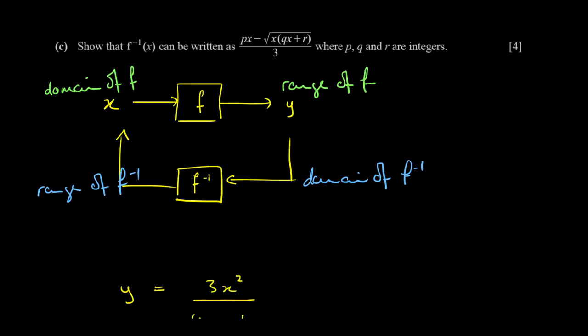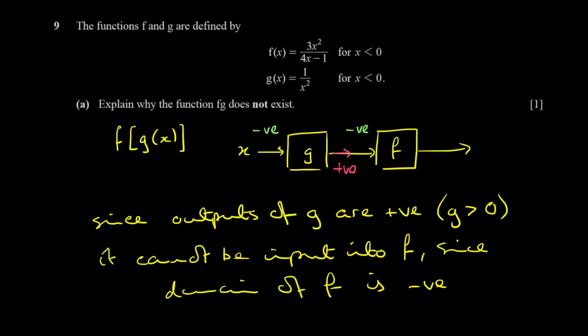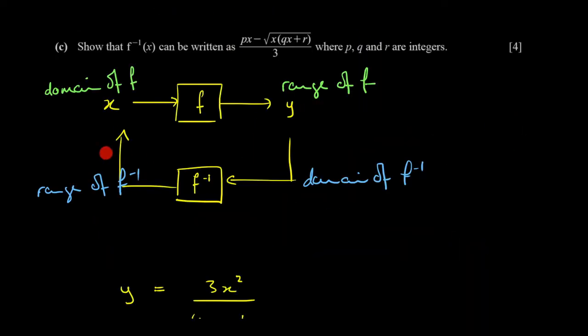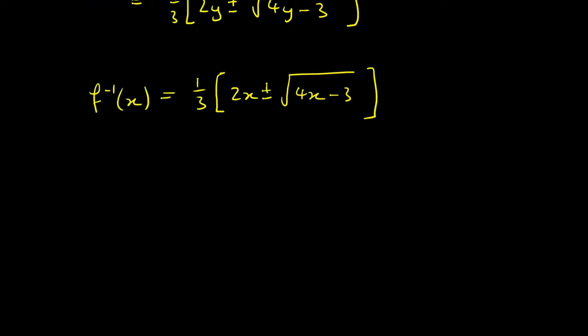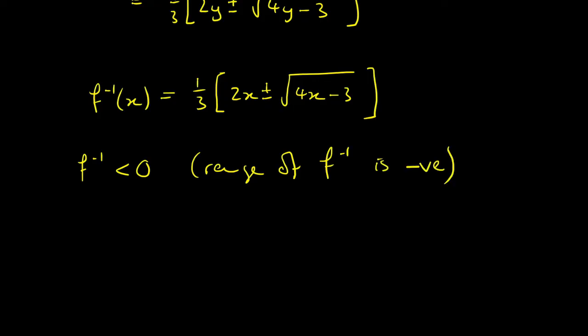Now, we are told in the question that the domain of f is x is less than 0. In other words, the domain is all these negative values. So what does that mean? It means that the range of the inverse function must also be negative. So we can go down here and say, hang on, we know that f inverse must be negative, right? Or the range of f inverse has to be negative, because it's the same as the domain, right?